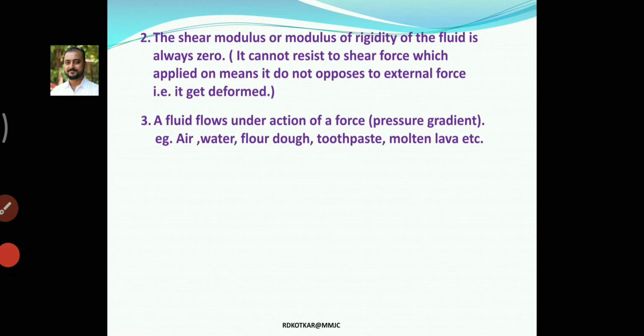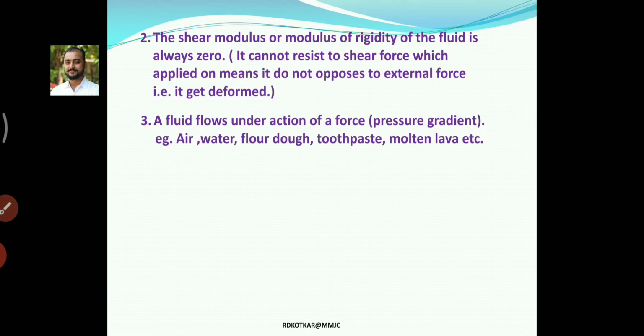Next property: a fluid flows under the action of force, that is, a pressure gradient. Everyone knows the tap of water, or water flowing from a pipe. As you open that tap, what happens? It moves easily outside because there is a pressure variation. As there is a pressure variation, water comes out from the tap.